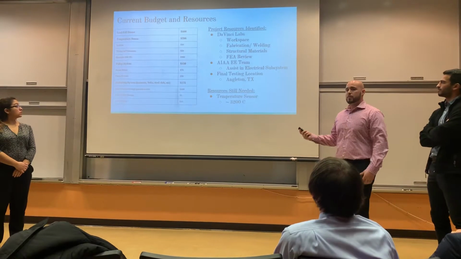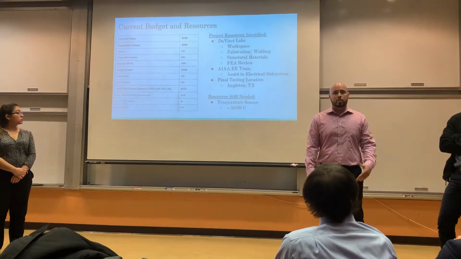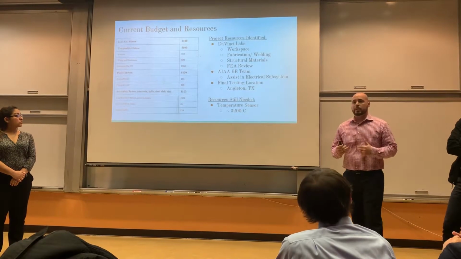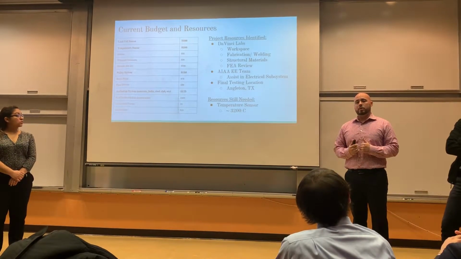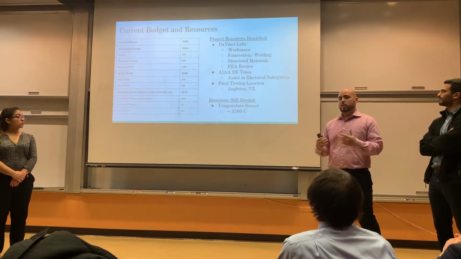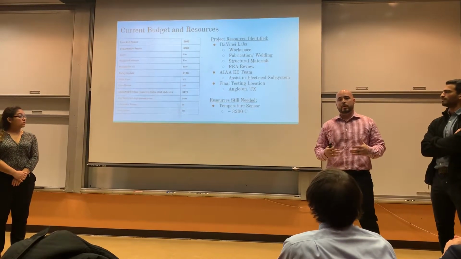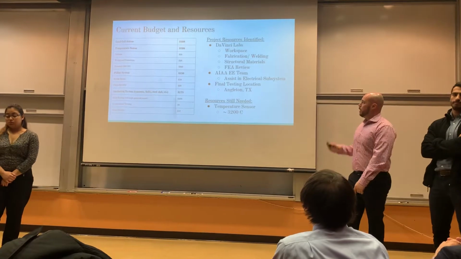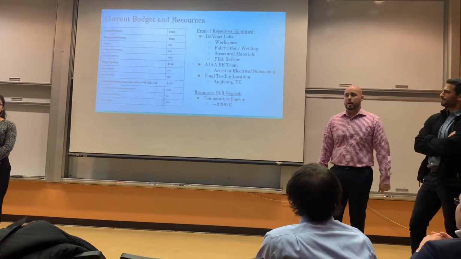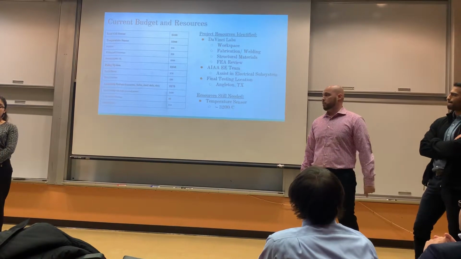We have identified the majority of the resources needed to execute Project RAT. The one being DaVinci Labs, which was identified through AIAA. They will be the ones providing the structural material with 304 stainless steel. In addition to that, they will be a great resource since they've already assisted in building other rocket test stands. They will also be helping with the fabrication and the welding of the structural subsystem and be able to assist in the FEA review as well.